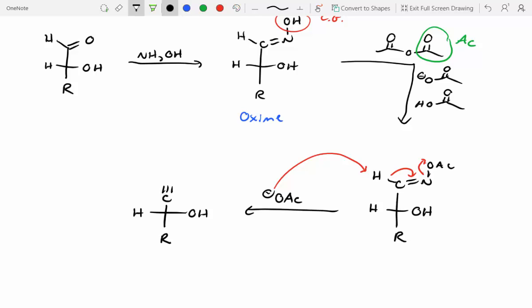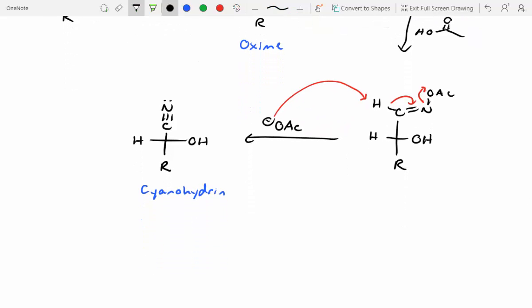Now we've got a carbon-nitrogen triple bond, and we formed our cyanohydrin that we saw previously. All right, and the next step of this reaction, what we're going to do is treat this with a strong base. Oftentimes sodium methoxide is used. This will reach.